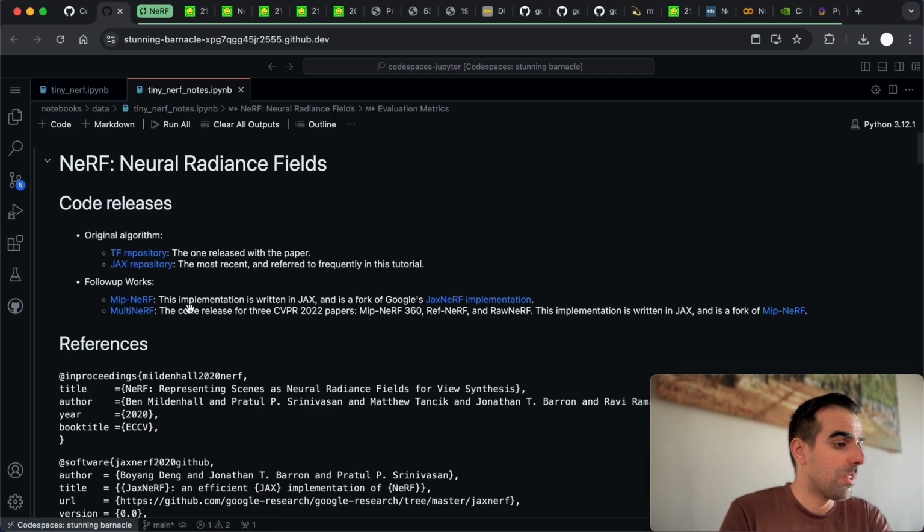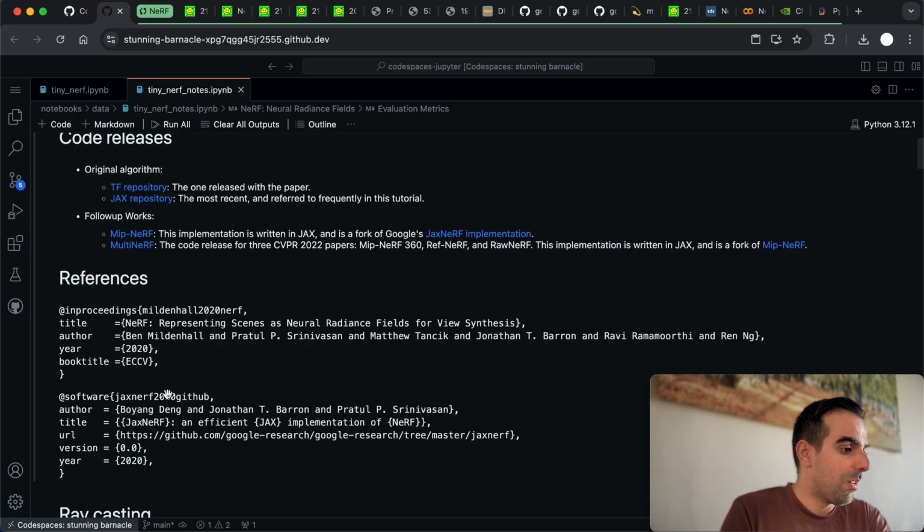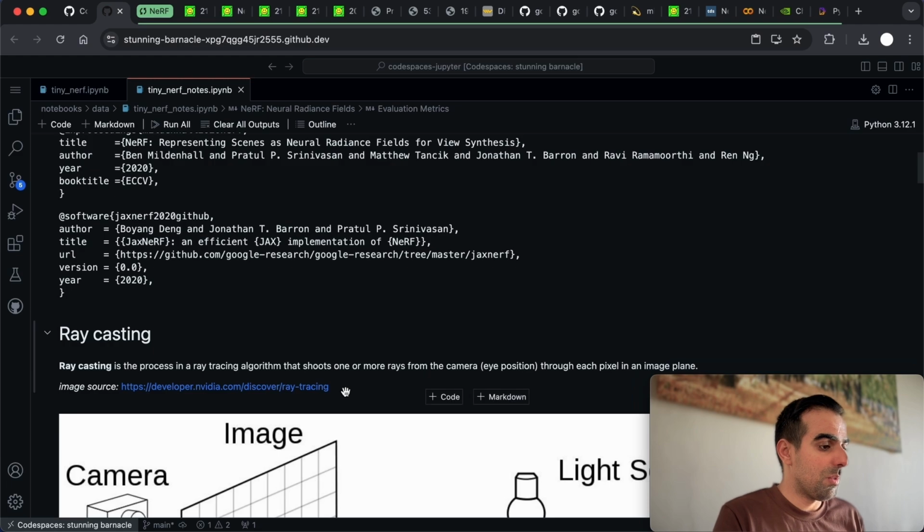These are follow-up works. So when we start understanding NeRF, you will notice that there are so many areas that you can improve. So this is what the same research team were working on. So this is Mip-NeRF and Multi-NeRF. These are GitHub implementations. And these are the two main references for NeRF: NeRF: Representing Scenes as Neural Radiance Fields for View Synthesis, and JAX NeRF, this is the GitHub implementation.